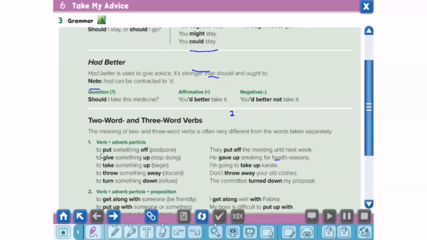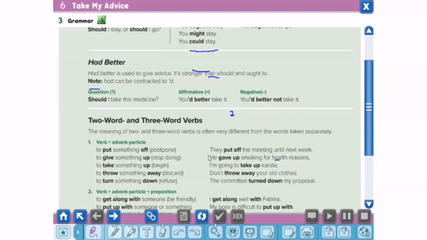When we talk about to put something off, it means postpone. To give something up, stop doing. Okay? To take something up, begin. This is the same meaning. So when you say I will take it up, it means begin. Turn something down, refuse. Muhammad, please don't turn it down. That means don't refuse. Don't refuse.